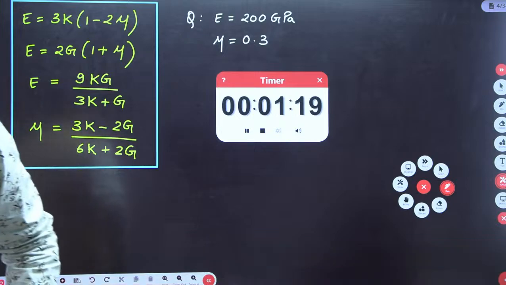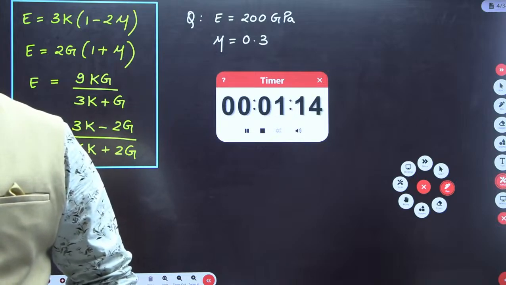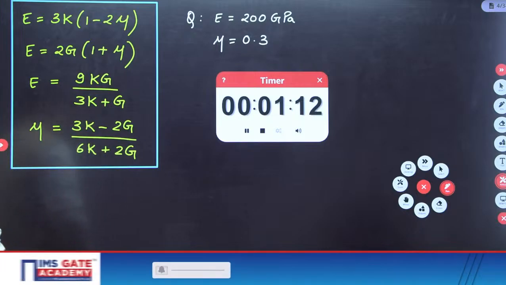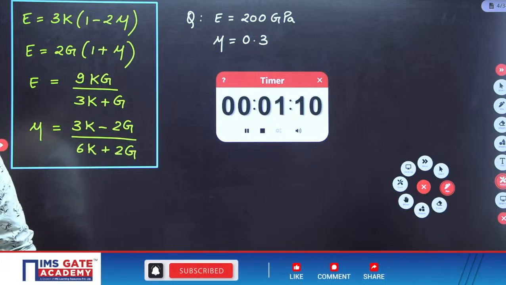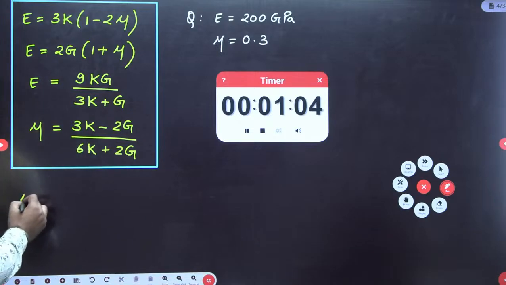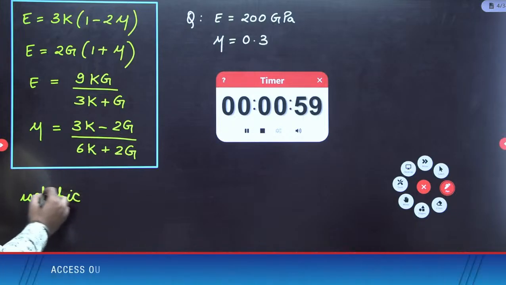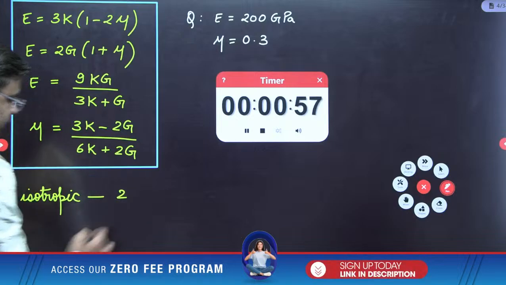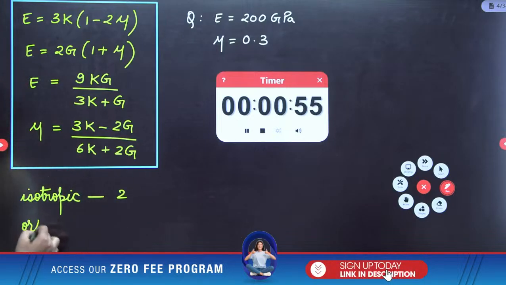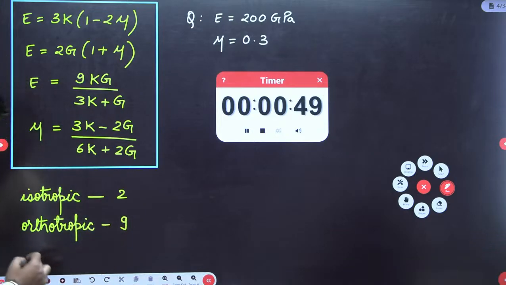Sir, for orthotropic we have 9 elastic constants. Yes, beta, for orthotropic there are 9 independent elastic constants, and for non-isotropic we have 21 independent elastic constants. I'll write here: isotropic, two independent elastic constants; orthotropic, 9; and then non-isotropic, 21.